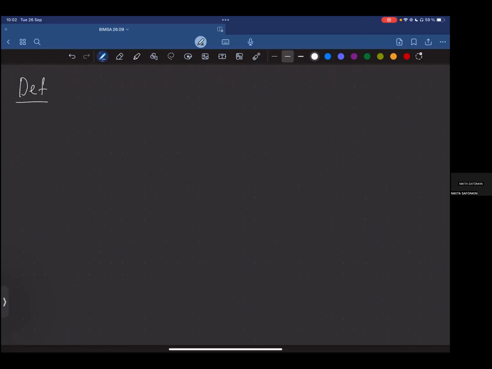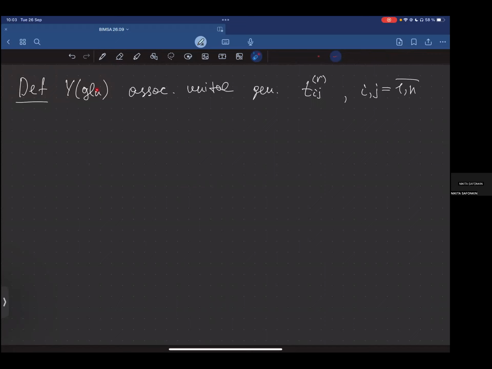Let me recall the definition of the Yangian of GLN. It is an associative unital algebra, which is generated by the following elements, T_ij^(r). Here i and j are integers from 1 to n, where this n appears here, and r is a non-negative integer. We also agree that the zeroth component is just the Kronecker delta.